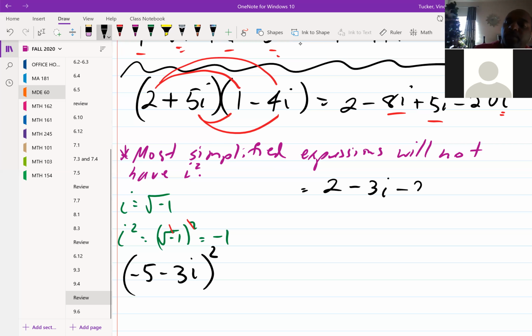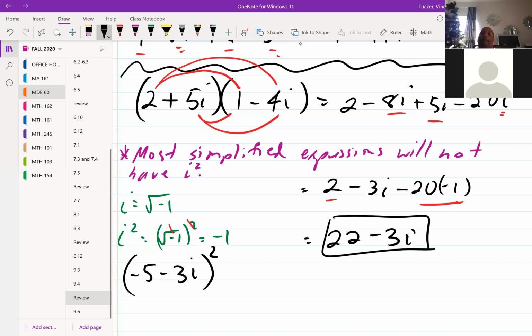So it'll be negative 20 times negative 1. Negative 20 times negative 1 is positive 20. So now combine your like terms. Finish it off with 22 minus 3i. All right, make sure we're all right before we go to the next one.